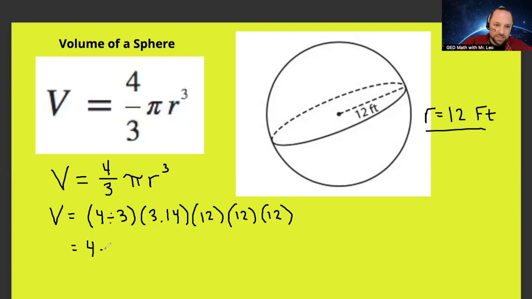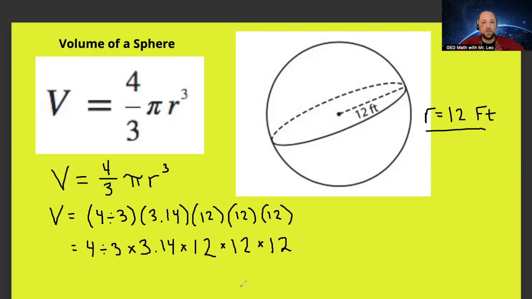could really type this in like so. 4 divided by 3 times 3.14 times 12 times 12 times 12. This is what it means. This is the language of math. Notice that we have 4 divided by 3. That's from the original fraction. We have 3.14. That's from pi. And we have 12 times 12 times 12. That is the radius to the third power. Okay, grab your calculator.